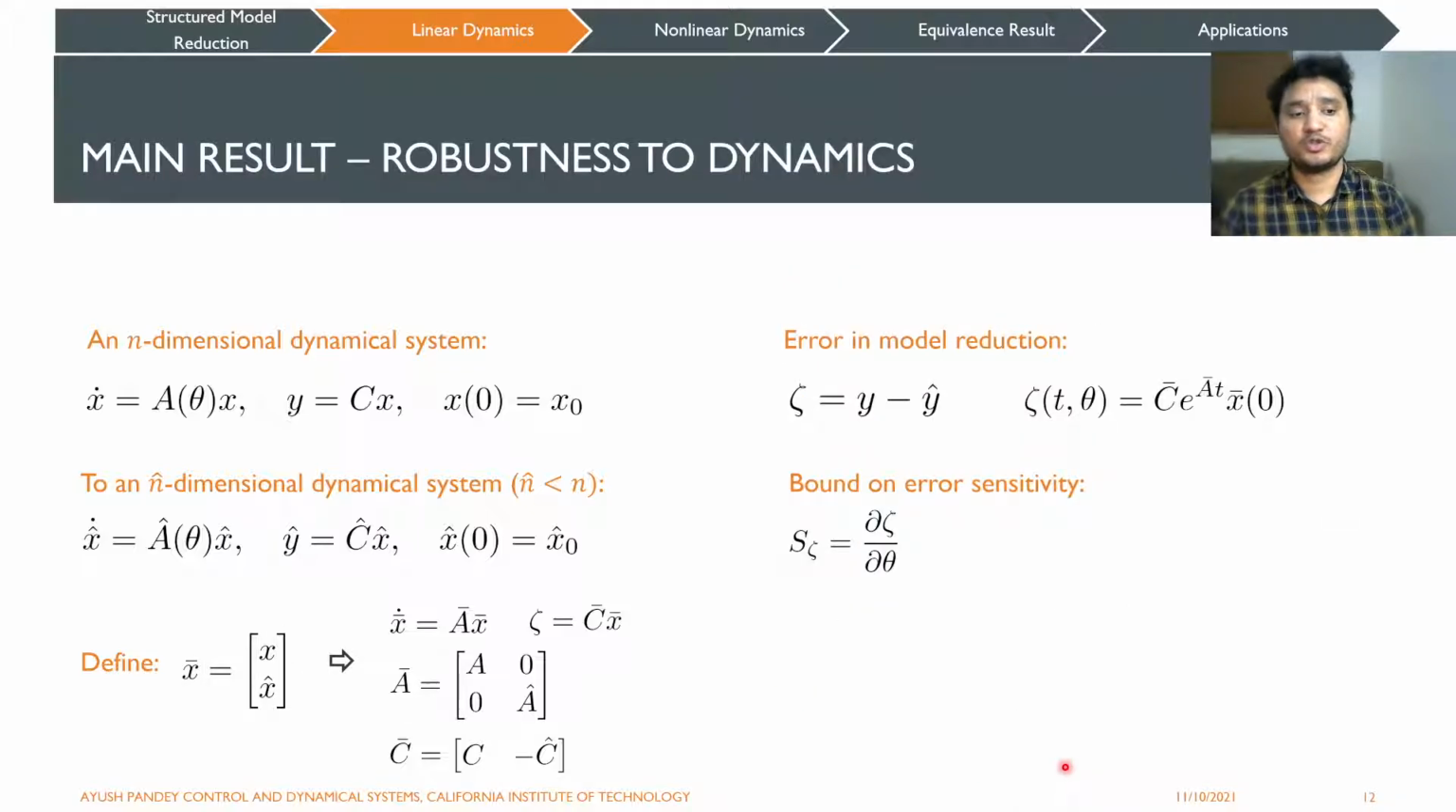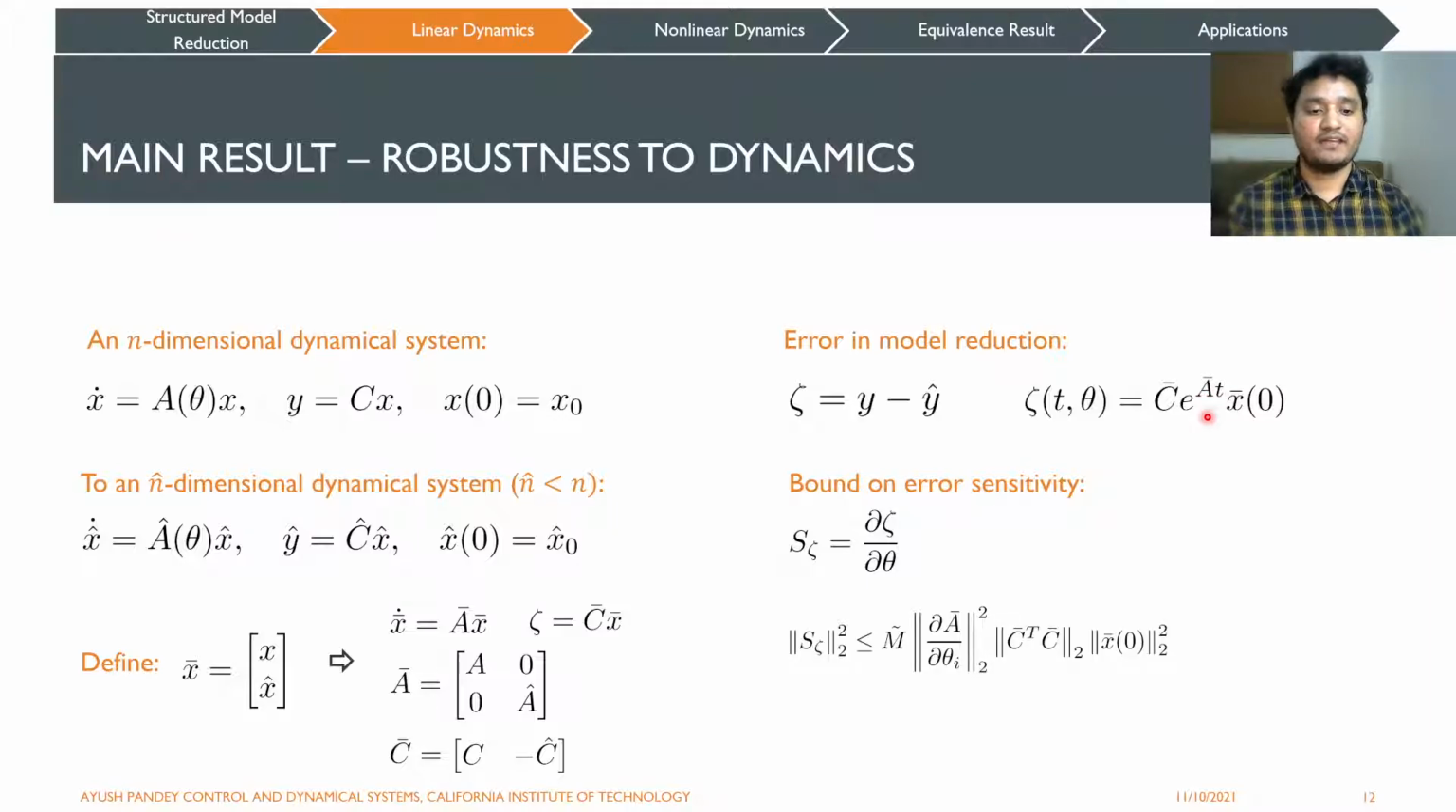So now let's move on to the more interesting case of robustness to dynamics. So here we have initial conditions that are independent of parameters, but the dynamics A are dependent on parameters. So for this case, we follow a similar procedure, but we see here that since now A is dependent on parameters, we have a matrix exponential differential that would appear in our proof.